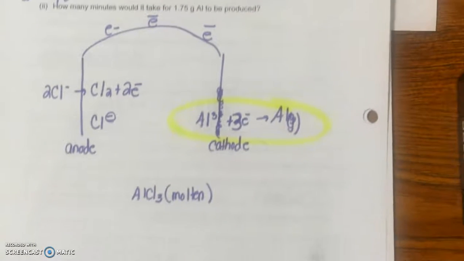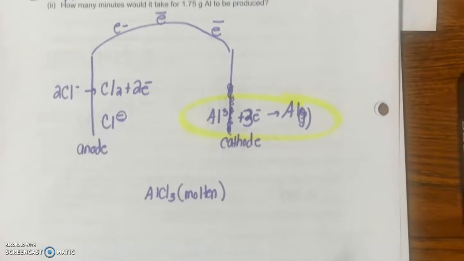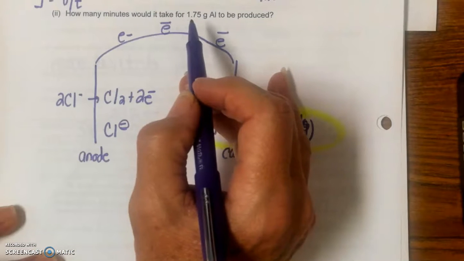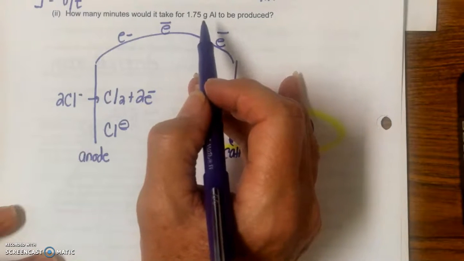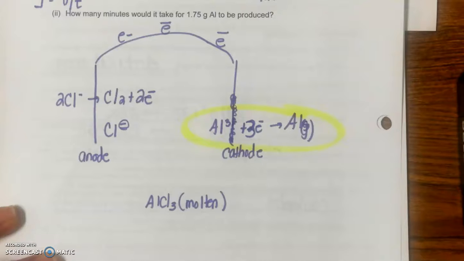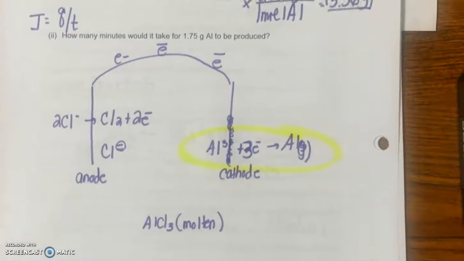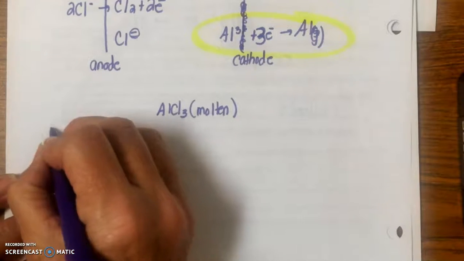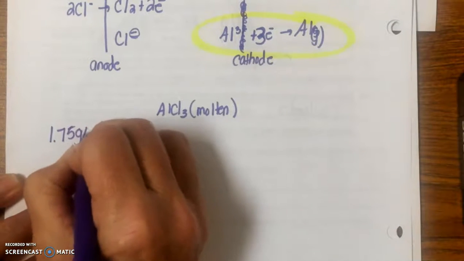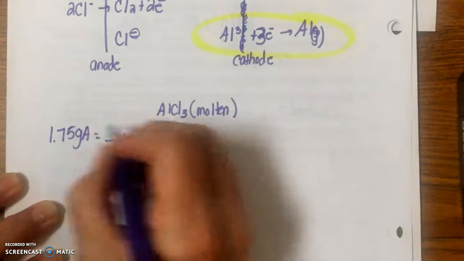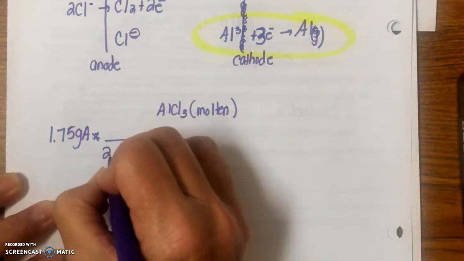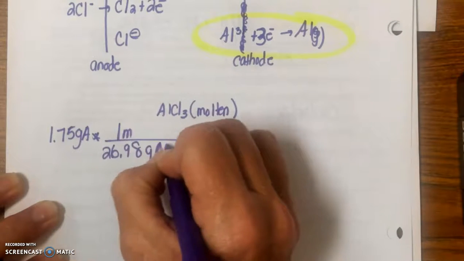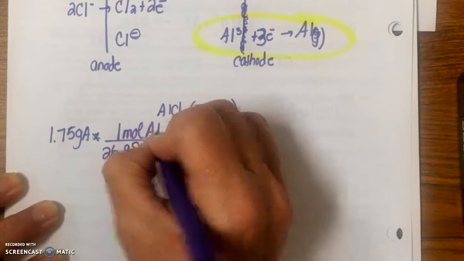All right? Let's try another one in the opposite direction. So this one says, how many minutes would it take for 1.75 grams of aluminum to be produced? All right, so let's go the opposite direction. Now I've got 1.75 grams of aluminum. 26.98 grams of aluminum is 1 mole of aluminum.